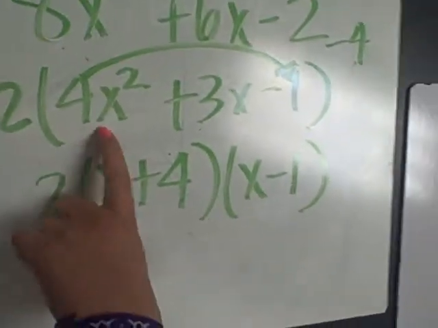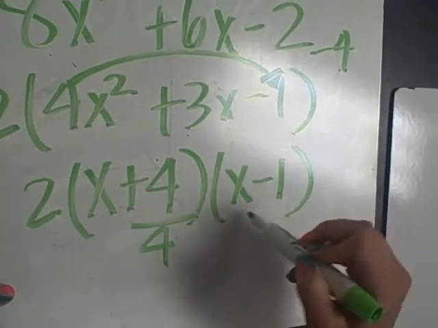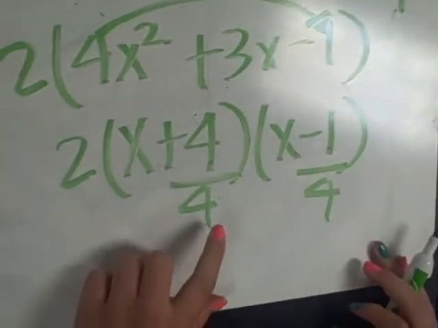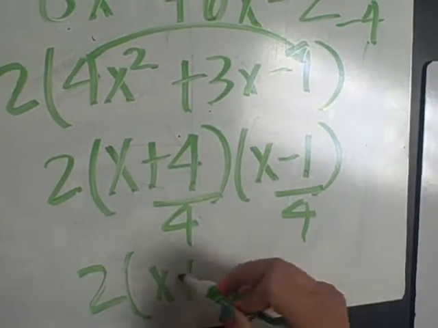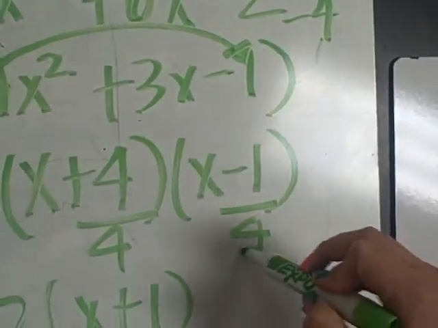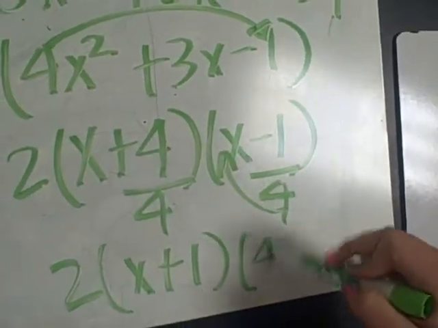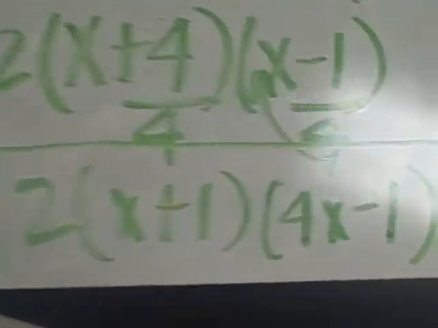Now you have to use your a value and divide each side by your a value. So you're left with 4 over 4. Then you get 2x plus 1, because 4 divided by 4 is 1. And then you pull this 4 in front of the x, and you're left with 4x minus 1. And that is your equation.